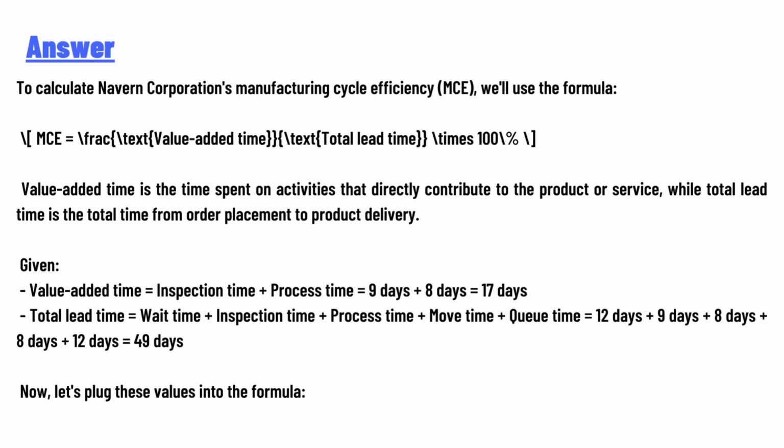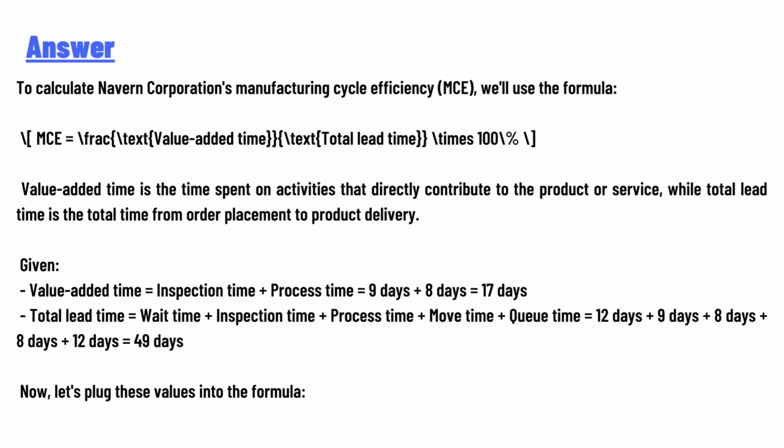And the answer to the question is: to calculate the Navern Corporation manufacturing cycle efficiency, MCE, we will use the formula MCE = (value added time / total lead time) × 100%. Value added time is the time spent on activities that directly contribute to the product or service, while total lead time is the total time from order placement to product delivery.